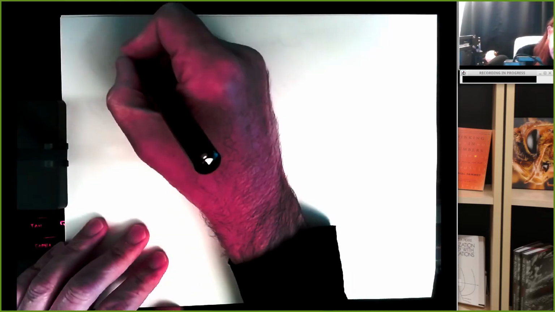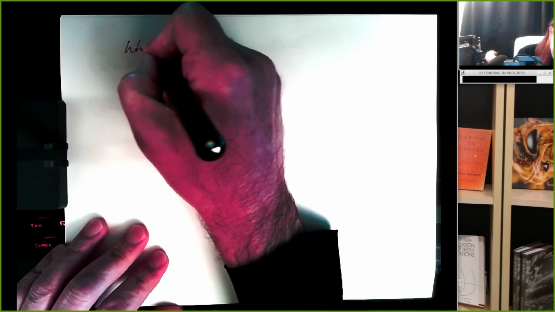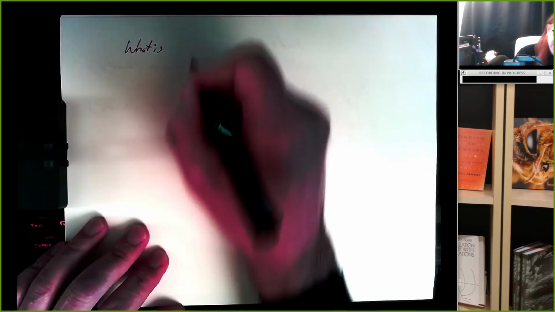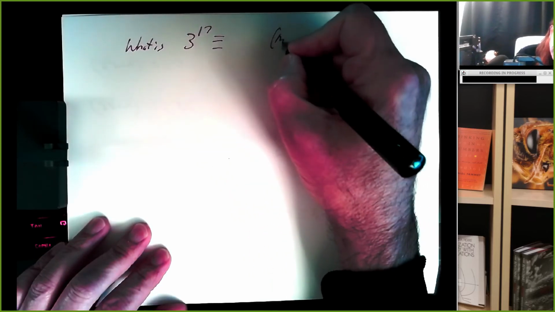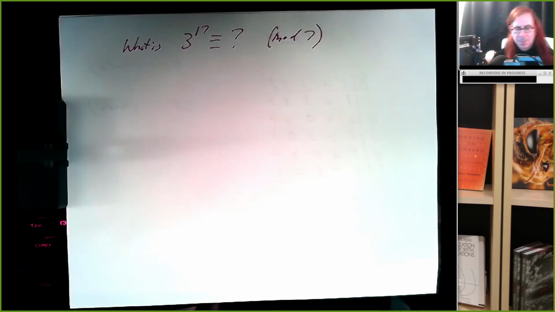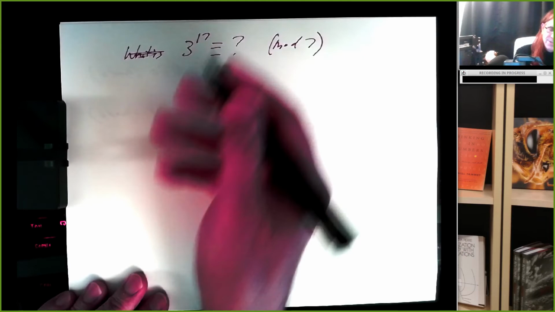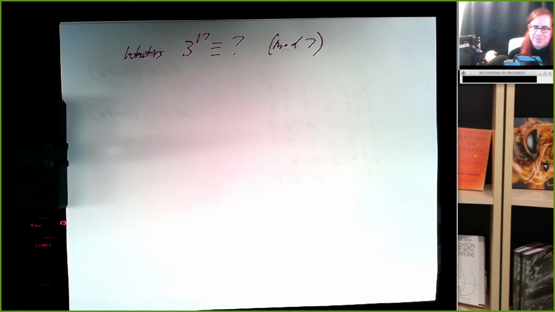So, for example, what is 3 to the 17th congruent to modulo 7? I shouldn't say what is. I should just say 3 to the 17th is congruent to what modulo 7? So we can multiply 3 by itself 17 times, right? And that's not a lot of fun.